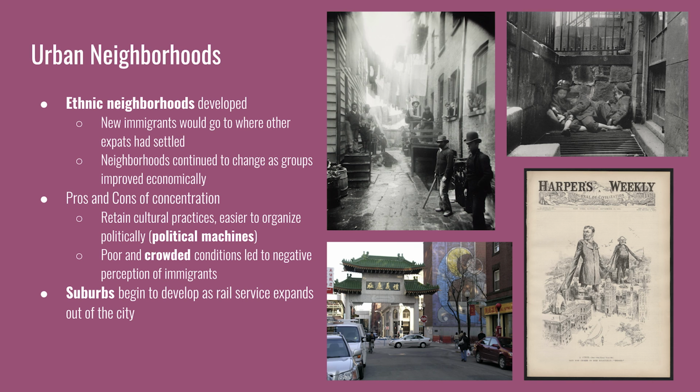A drawback to this concentration in ethnic neighborhoods is that they were often very poor and very crowded, and conditions were unhygienic, as seen in the images taken by Jacob Riis. The association of migrants with the dirty cities created a negative perception of immigrants and leads to another wave of anti-immigrant sentiment. Suburbs do begin to develop, but they're rather small, but as rail service expands out of the city, those who are able to afford it are able to commute in and out of the city.